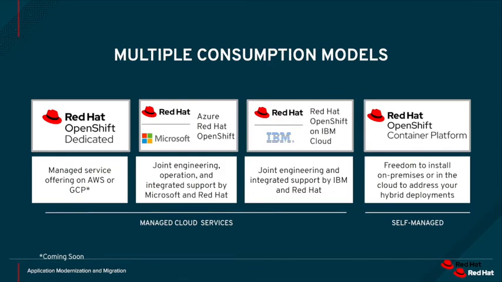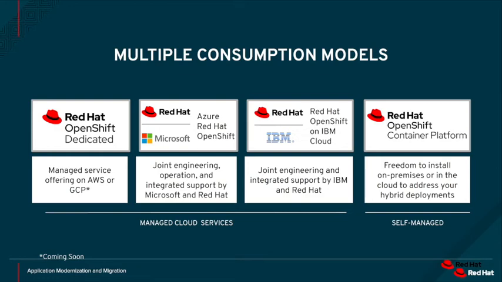From an OpenShift point of view, it's a single product with various consumption models. Models which give a choice to the customer in order to balance the level of productivity and operational effort versus the level of control they need in the platform.